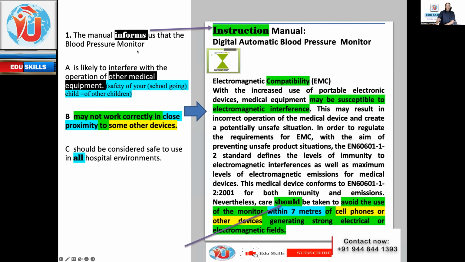The manual informs us that the blood pressure monitor may not work correctly in close proximity to some other devices. This is a continuation: the first portion of the sentence is here, the second portion here. Here also the same. All these three are the second portion of this sentence, the completion of that sentence. So, may not work correctly in close proximity to some other devices. How do you say that is correct? Any justification? Here they are saying proximity. Here they are saying within 7 meters. Here they are saying some other devices. Here, cell phones or other devices.